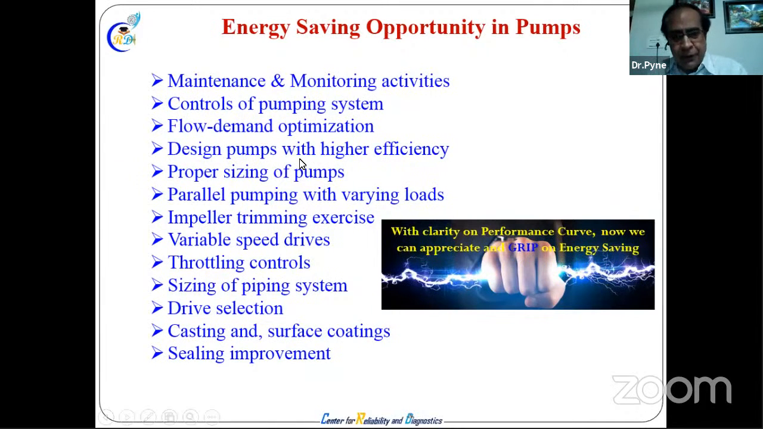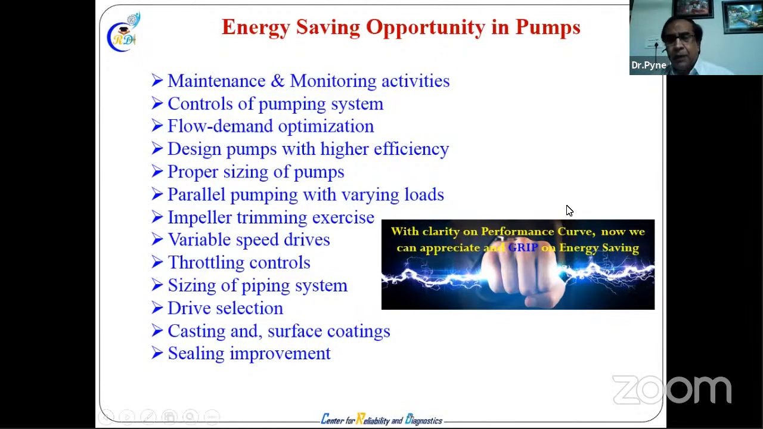Maintenance and monitoring opportunity, controlling systems, operation, flow demand, design of pumps, other efficiency, proper sizing of pumps. If it is shipped, we have to size it properly. That time it will come to maintenance only. Otherwise it is good if the engineering group takes care and gives me an equipment which will be energy efficient. So parallel pumping and other things are all maintenance issues and operational issues. Impeller trimming, velocity, all the things where you can save energy in pumps.